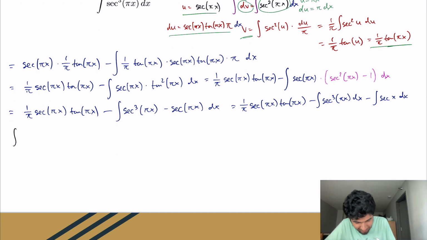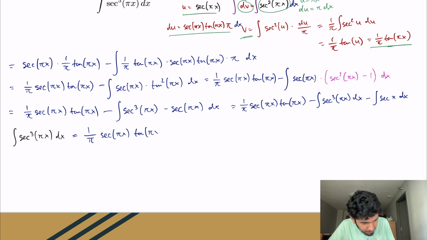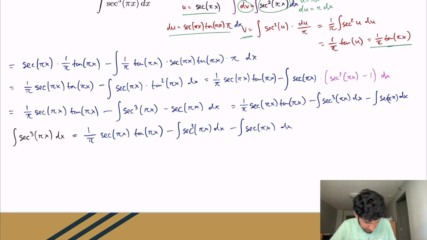We were trying to evaluate the integral of secant cubed of pi x dx, and we said, hey, that we know is equal to 1 over pi secant of pi x tangent of pi x minus the integral of secant cubed of pi x dx minus the integral of secant of pi x dx. This should be a pi over here. Oh well.